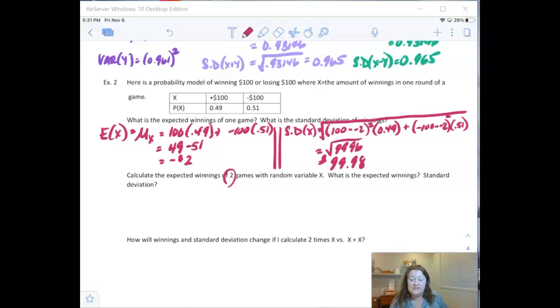So we're going to play this game twice. So it's not an X and a Y, it's an X and another X. Okay.